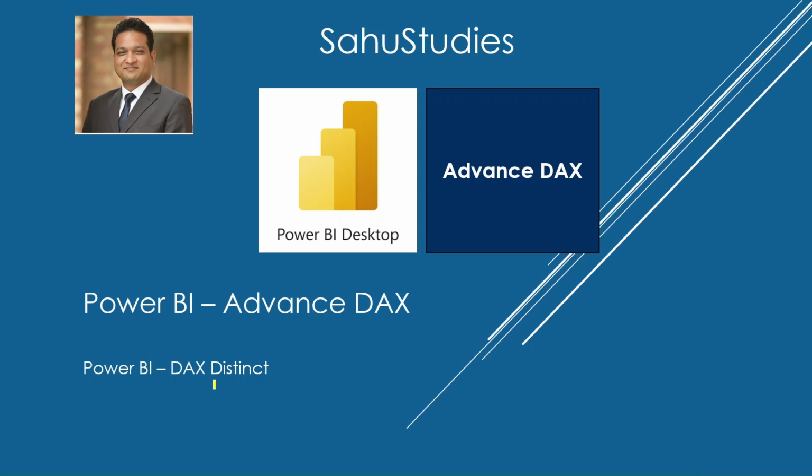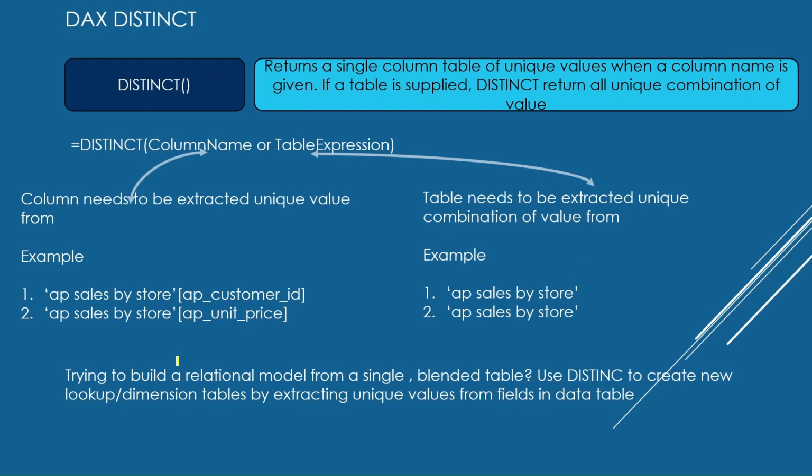In this video, we are going to discuss the DISTINCT function in Power BI. The DISTINCT function returns a single column table of unique values when a column name is given. If a table is supplied, DISTINCT returns all the unique combinations of the values.